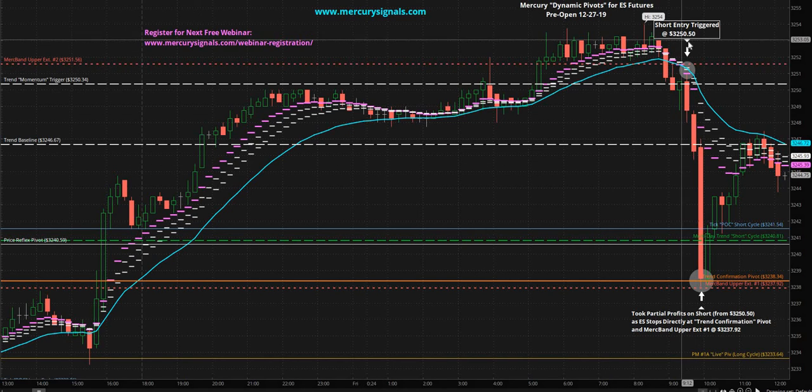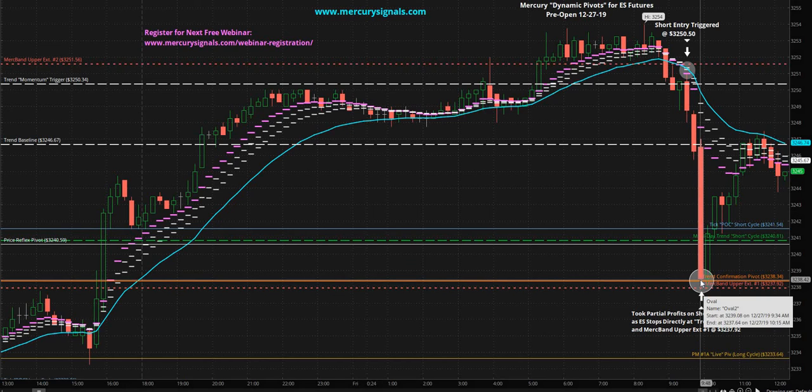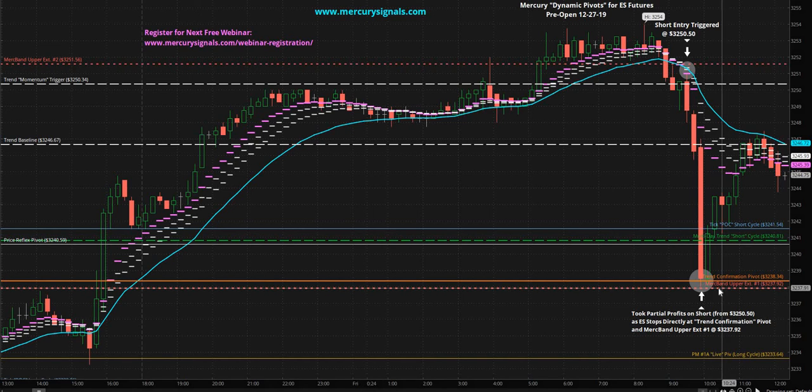So you're short at 32.50. Where are you going to take your partial profit? Right here. You didn't have to guess at it. It came down to the tick. It went through the trend confirmation pivot just by a fraction of a handle, stopped exactly at the Merc band upper extension number 1 at 32.37.92, and that's where you take your partial.